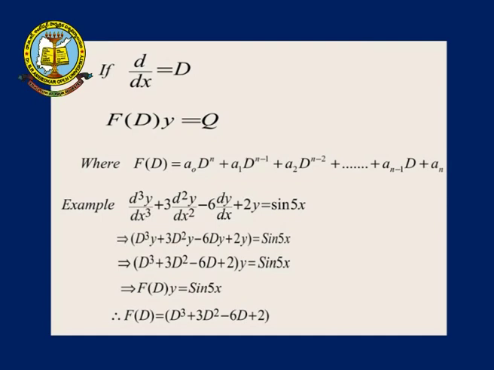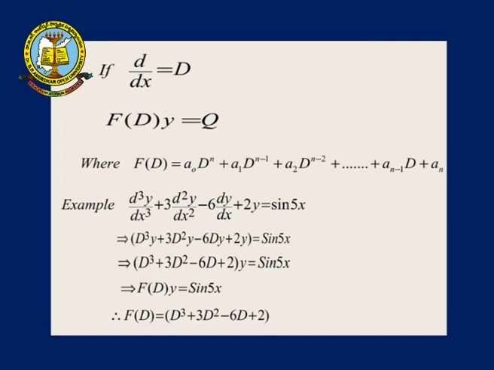Now d^3y/dx^3 plus 3 d^2y/dx^2 minus 6 dy/dx plus 2y equal to sine 5x is an example of an order 3 non-homogeneous linear differential equation. Taking this example, the operator form is D^3 y plus 3D^2 y minus 6Dy plus 2y equal to sine 5x. Taking y common from the left side term, it is (D^3 plus 3D^2 minus 6D plus 2) y equal to sine 5x. The left side is f(D) y equal to sine 5x. What is f(D)? f(D) equals D^3 plus 3D^2 minus 6D plus 2.